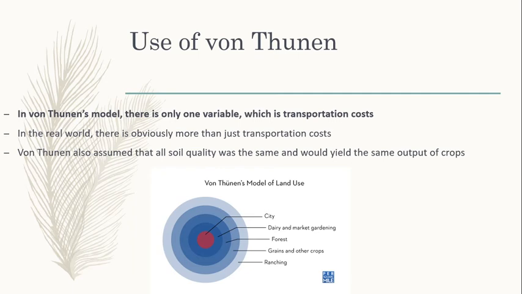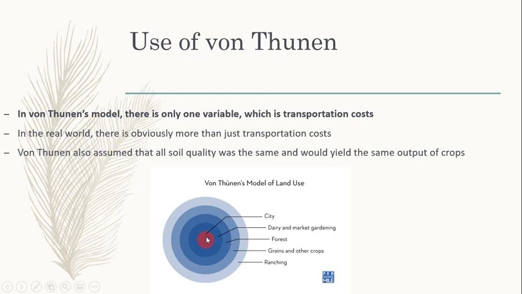So this is the picture that I was talking about. You have seen this picture before. In von Thunen's model, there is only one variable, which is transportation costs. In the real world, there's obviously more than just transportation costs. Von Thunen also assumed that all soil quality was the same and would yield the same output of crops.